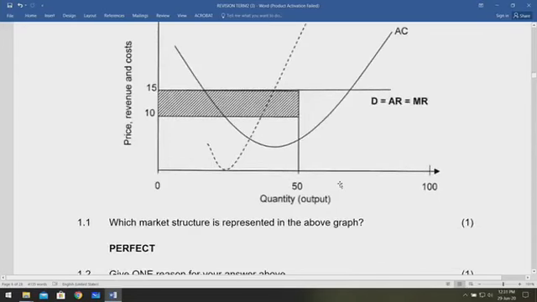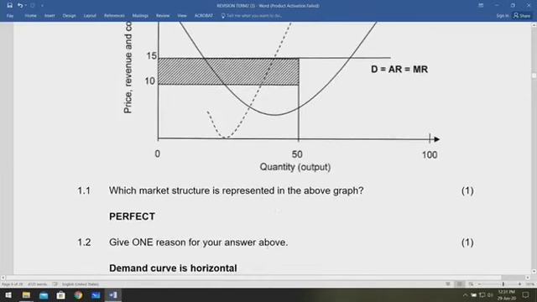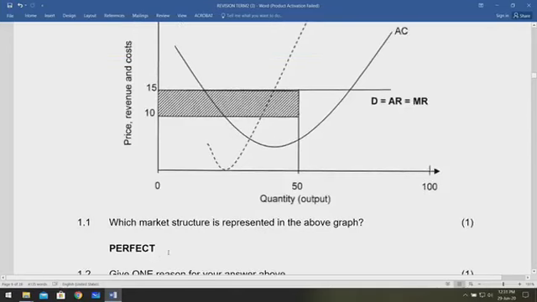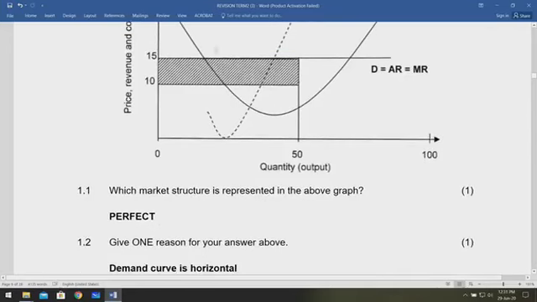Right. So the first question, which market structure is represented in the above graph? Obviously, I said we're doing perfect market, so this would be a perfect market structure. But why do we say so? It says, give one reason for your answer. Immediately, it is because that curve there is horizontal, because it's only in the perfect market where we find that the demand curve is horizontal.